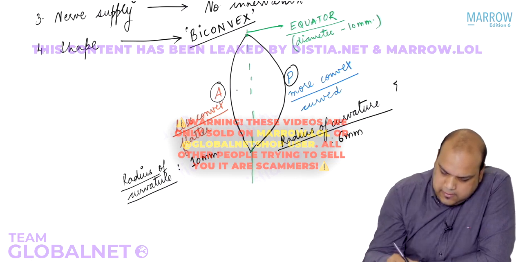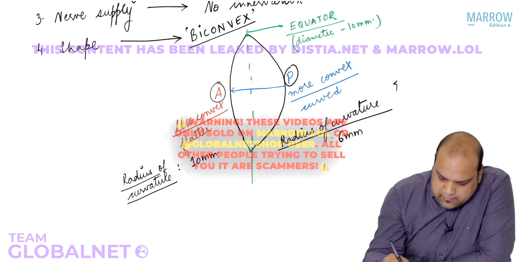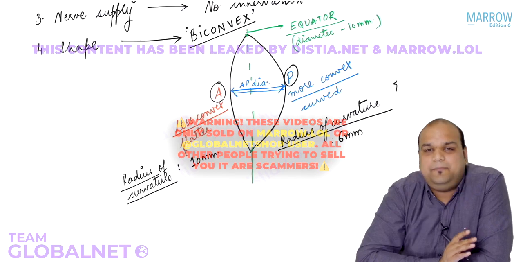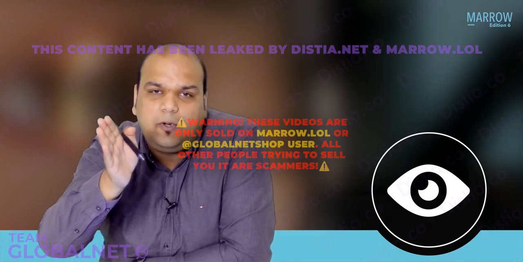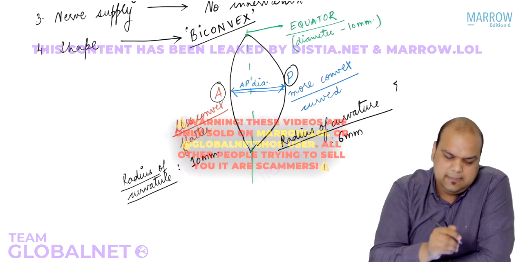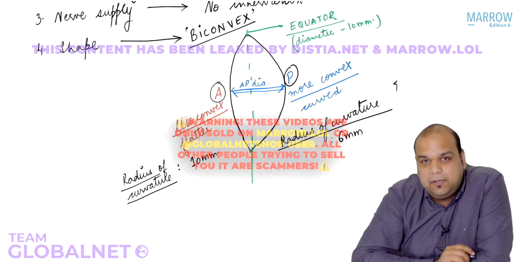Then, this is which diameter, everybody? So this is your obviously anteroposterior diameter. So I hope you understand that there can be two diameters. One is anteroposterior and one is equatorial. No confusion about this, everybody? Easy question, simple questions, right?